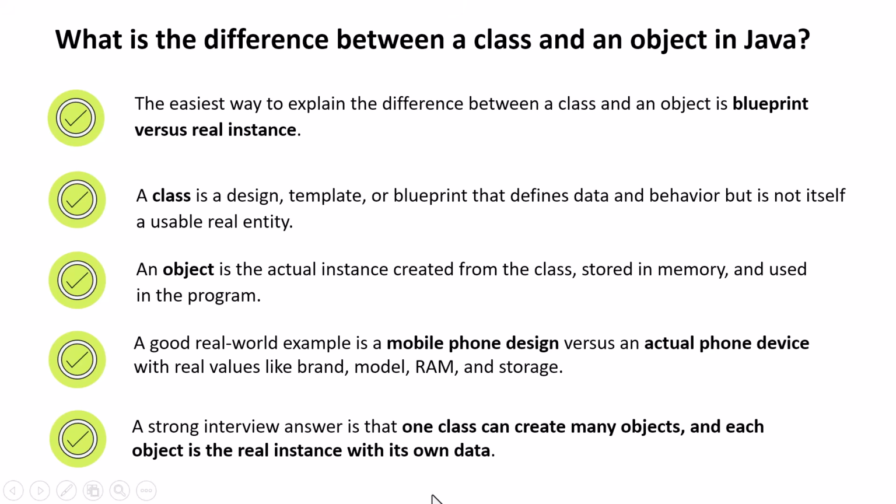So the best interview answer is this. A class is a blueprint that defines structure and behavior, while an object is the real instance created from that class with actual values stored in memory.